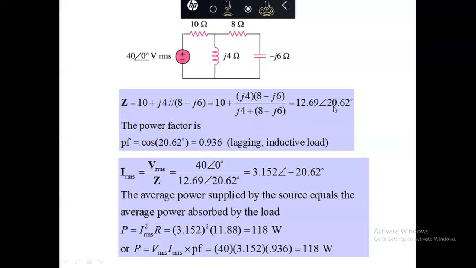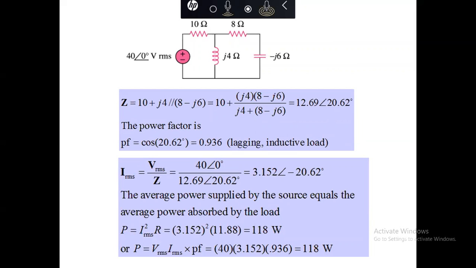So this impedance is split. You just change the polar form to the rectangular form, and you will take the value of the resistance and the impedance of the network. So from this, you calculate the average power supplied to the load.